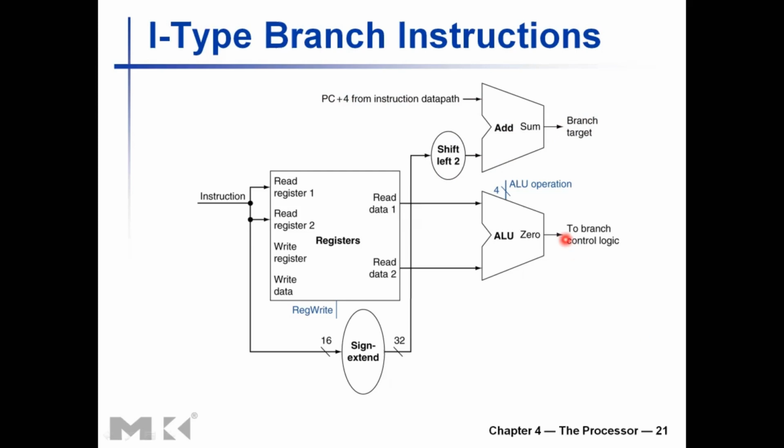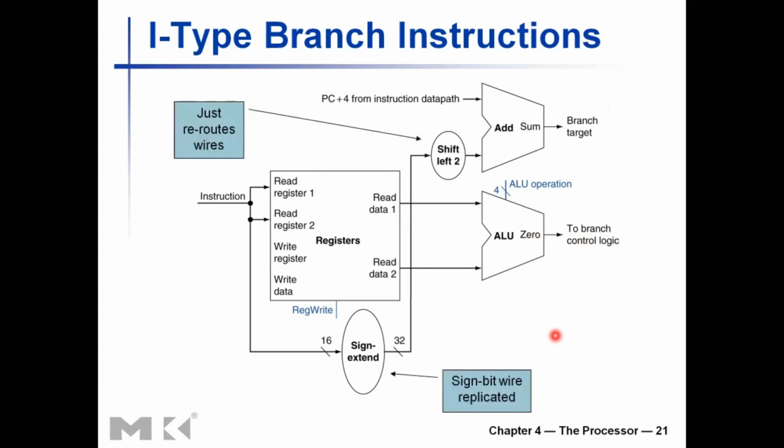And now the control unit, looking at the zero signal, will decide whether to use this branch target address or the original PC plus 4 address coming from the instruction fetch mechanism. One of these two, using a multiplexer, to update the next PC value.